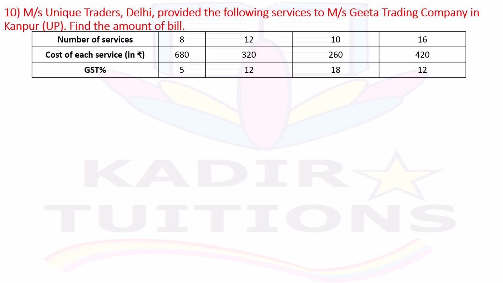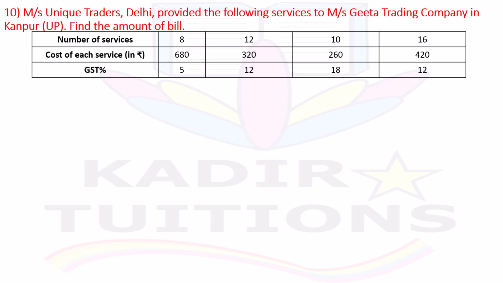We'll move on to the 10th question. So in the 10th question, one trader from Delhi provided services to another trading company in Kanpur. So obviously it's going to be from Delhi to UP. It's an interstate transaction. So we need to find the amount of the bill. So same as before, we'll start doing it.